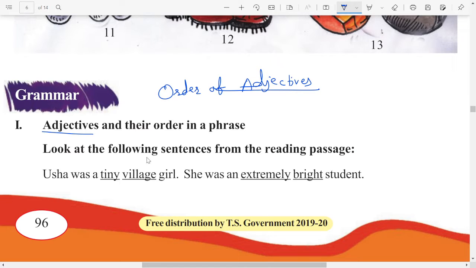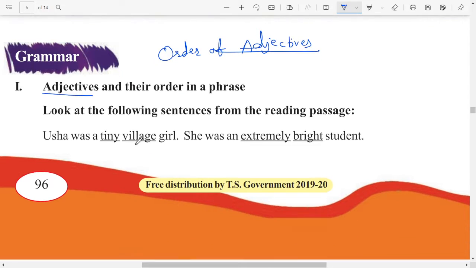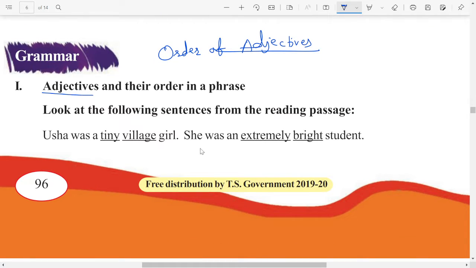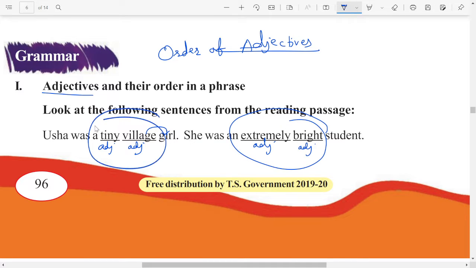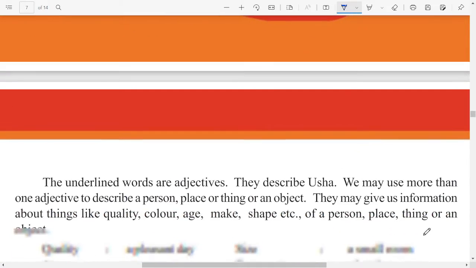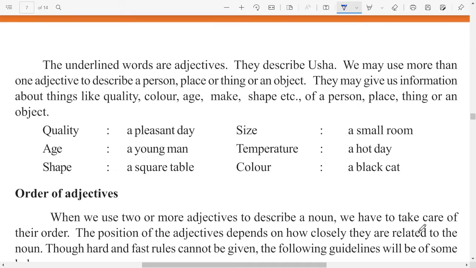Look at the following sentence from the reading passage. Usha was a tiny village girl. She was extremely bright. Here tiny is an adjective. Village refers to an adjective which is modifying the girl. Next one, extremely is an adjective. Next one, bright also is an adjective. So the order that is used here must be followed. So how do we find out that order? If you go down here, we'll see the underlined words are adjectives.